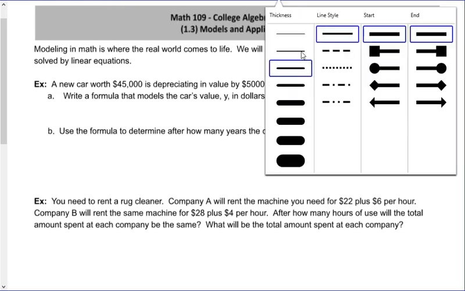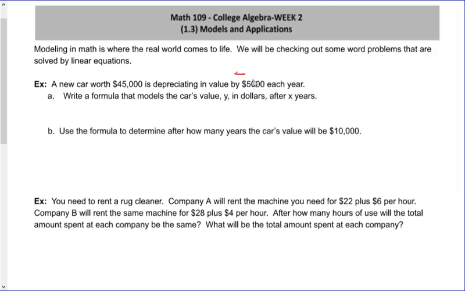Okay, and so we have a minus here. We're decreasing by that 5,000. And so, for instance, if I had 2 years of owning that car, then I would do two 5,000s, multiply that by 5,000, and then I would subtract that away from the original 45,000.